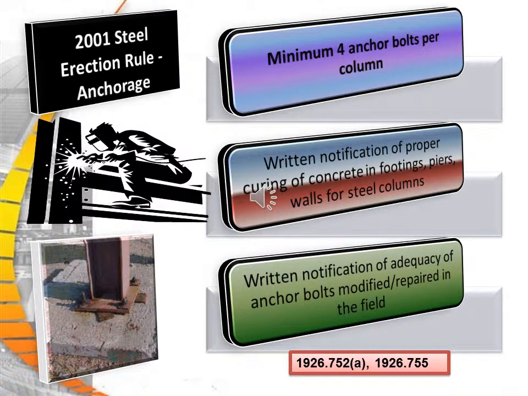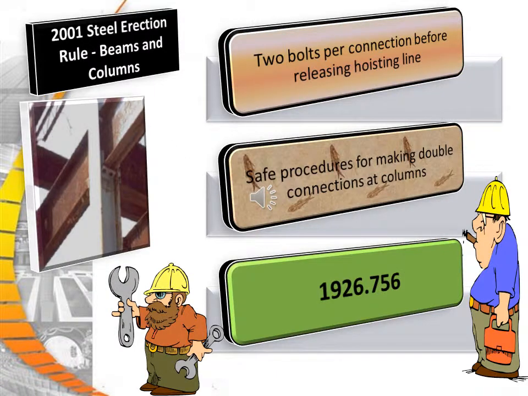The anchorage part of the standard says a minimum of 4 anchor bolts per steel column, with written notification of proper curing of the concrete in the footings, piers, and walls for steel columns. Also, written notification of the adequacy of anchor bolts modified or repaired in the field. This part is covered under 752(a) and .755. A minimum of 2 bolts per connection before releasing the hoist line is required. Safe procedures for making double connections of the columns are required under the .756 section of the standard.